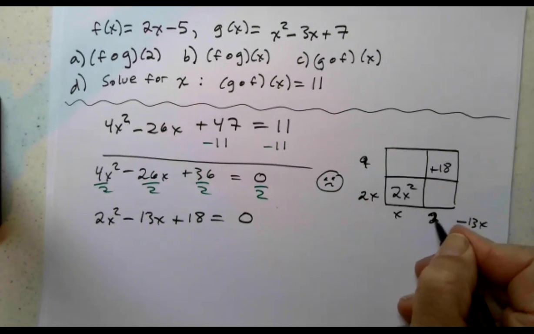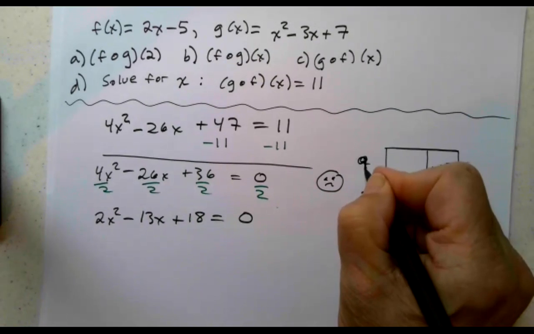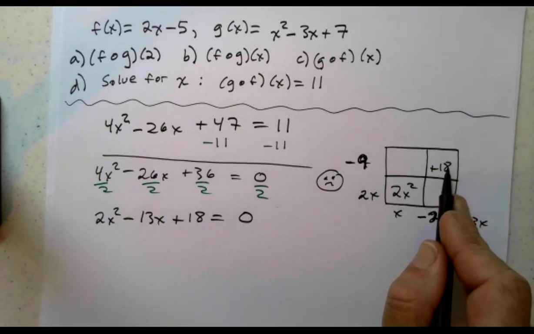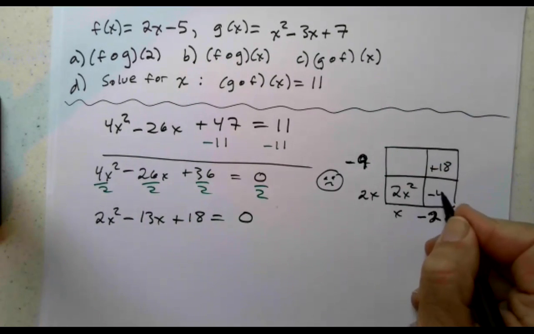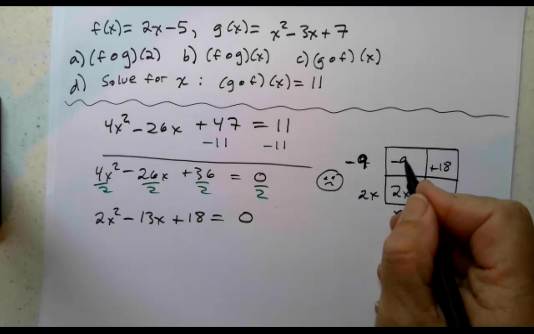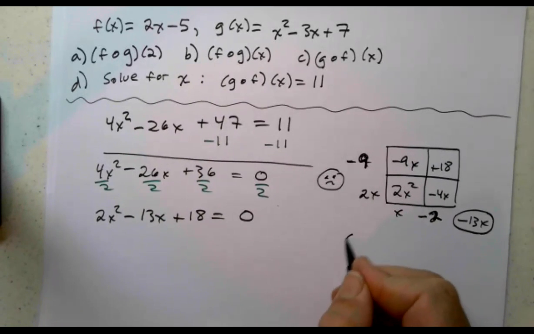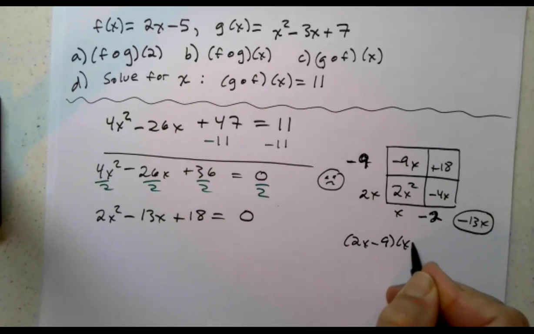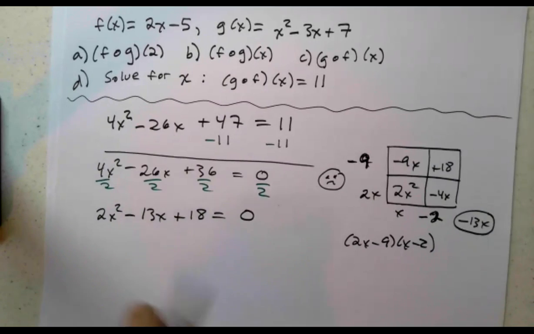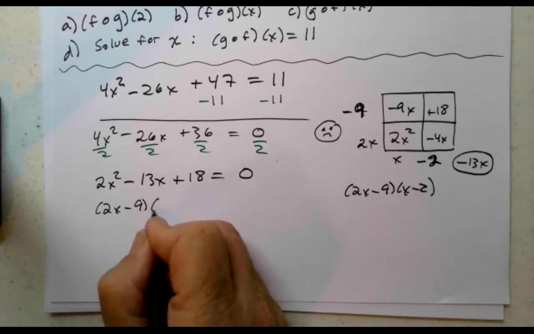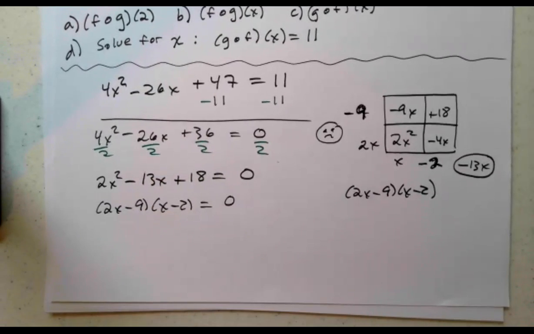Oh, there we go. So make this -2, make this -9. -2 times -9 is +18. -2 times 2x is -4x. -9 times x is -9x. Add them together, I get -13x. Oh, that wasn't so bad. So we have 2x minus 9 times x minus 2 when we factor that. So that's what I get here: 2x minus 9 times x minus 2 equals 0. So 2x minus 9 is 0, or x minus 2 is 0.